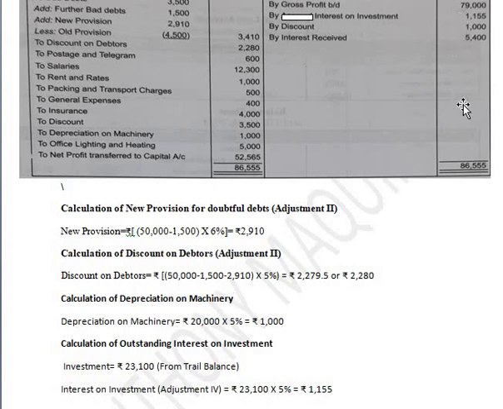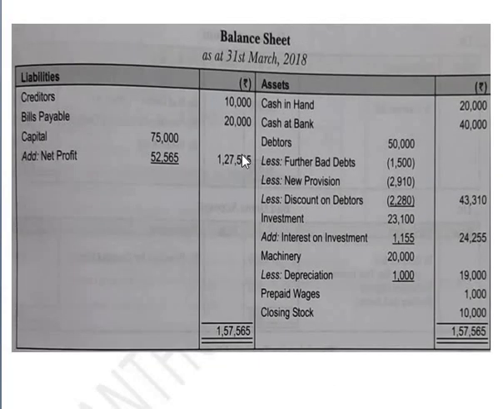Since the credit side again is greater than the debit side, you'll get a net profit which we have to transfer to the capital account, for rupees 52,565. Now let's look at the balance sheet. We'll start with the liability side. So we'll have creditors and bills payable. This you will get from the trial balance.